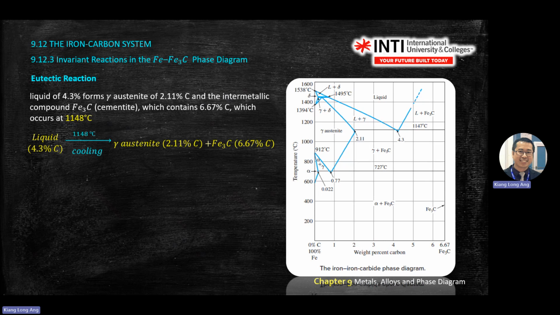Then eutectic, 1148, about here. Eutectic is liquid becoming gamma plus Fe3C.